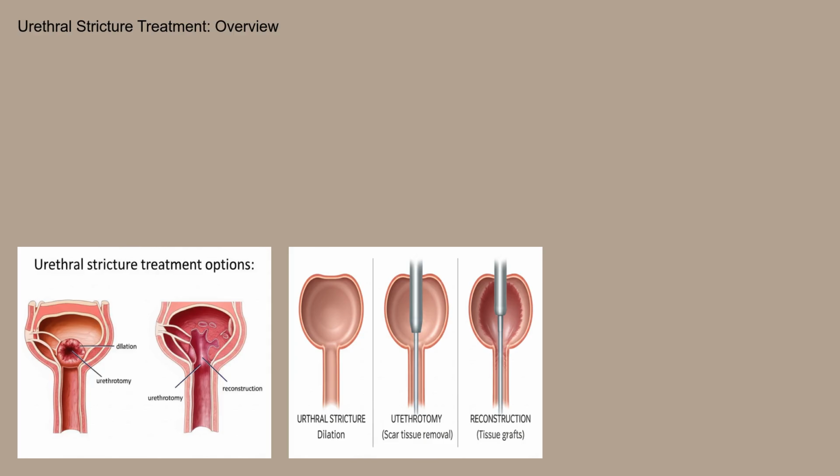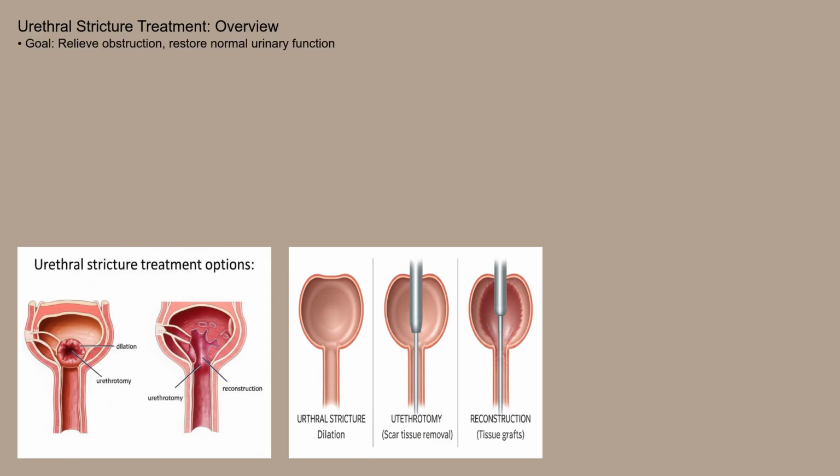Treatment for urethral stricture aims to relieve obstruction and restore normal urinary function. Options range from minimally invasive procedures to surgical reconstruction. Dilation involves stretching the urethra with progressively larger instruments. Urethrotomy involves cutting the stricture with a blade or laser passed through a scope. These methods can provide temporary relief, but strictures often recur.